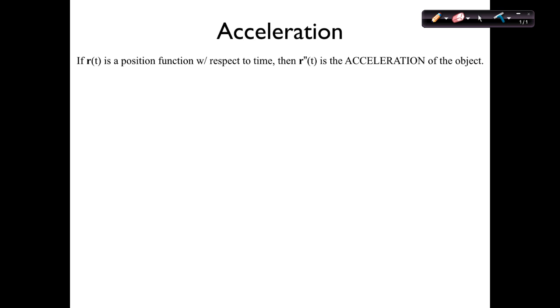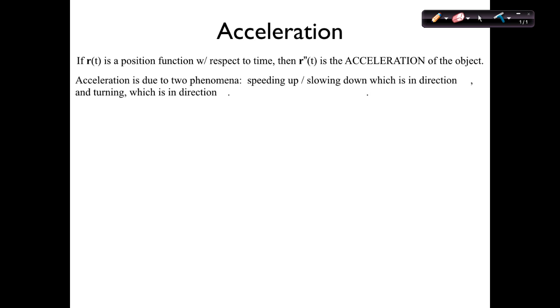Changing direction. If you change direction, even if you're going at a constant speed, if your speed isn't changing, you're actually still accelerating. You're accelerating towards the center of the circle. So there's two parts to acceleration. Acceleration due to speeding up and slowing down, and acceleration due to just turning. Which direction, based on these vector functions that we've been working on, would speeding up and slowing down be in?